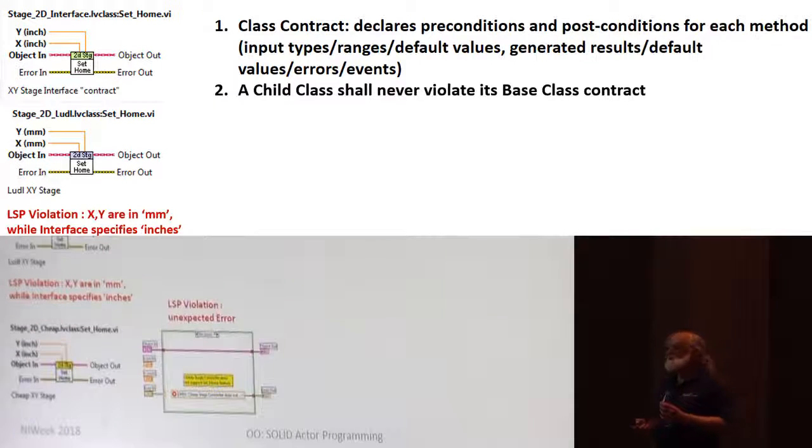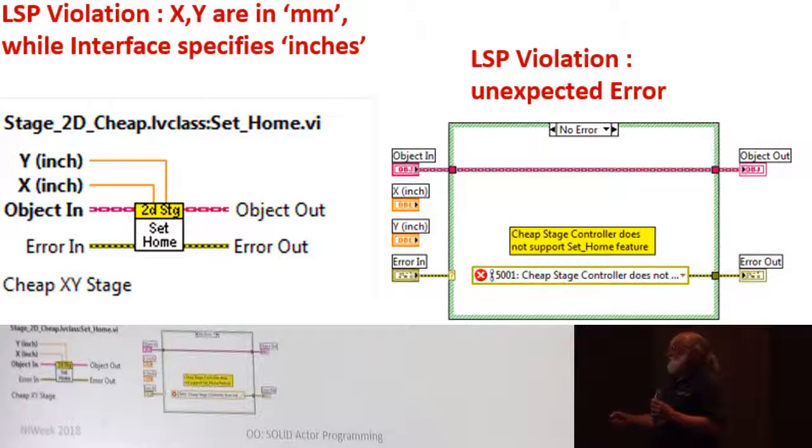A less obvious violation is, again, your system guys bought a cheap XY stage that doesn't support soft home in hardware. So what you do when you implement it, you return an error. But this error is not in the contract. Your scanner wouldn't know what to do when your driver throws this error. Right? So never do this.